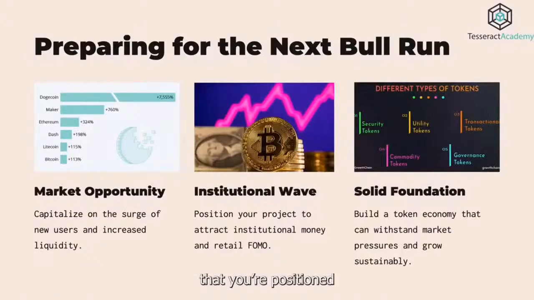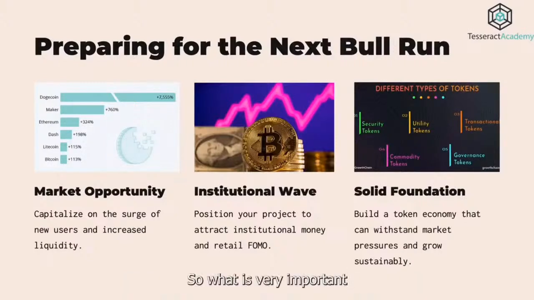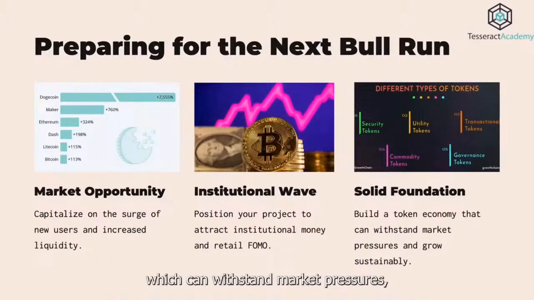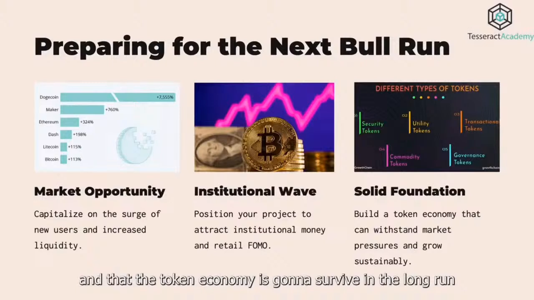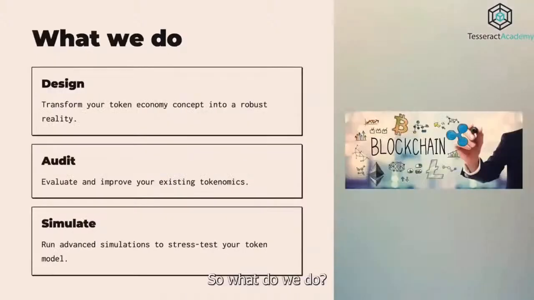So it's very important that you're positioned in the right way for the next bull run. The market opportunity is massive, and not only because we're seeing a wave of institutional adoption of Bitcoin and Ethereum and other cryptocurrencies. What is very important is that you have a token economy with solid foundations which can withstand market pressures, but at the same time signals to investors, institutional as well as retail alike, that you're taking this seriously, that the token economy is going to survive in the long run, and that your token is a sound investment.